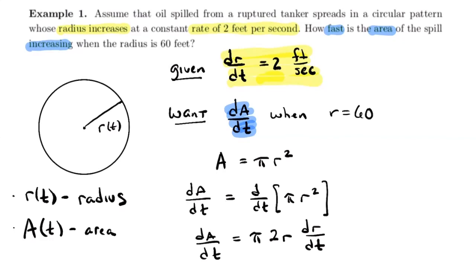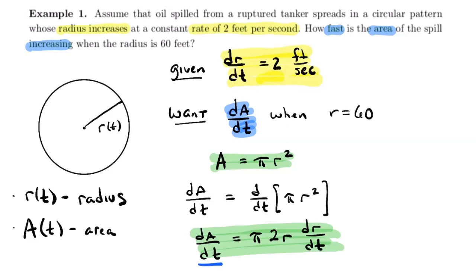And in a distinct highlighting color, I'm going to emphasize that from a relationship between the variables that are changing, differentiating that gives a relationship, an equation if you prefer, between their rates of change. So differentiating a relationship between quantities that depend on time gives an equation that involves their derivatives. And now in that equation, the thing that I want is showing up. I'll just underline it. I'd like to know dA/dt.